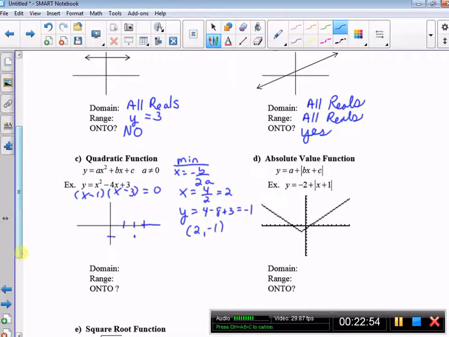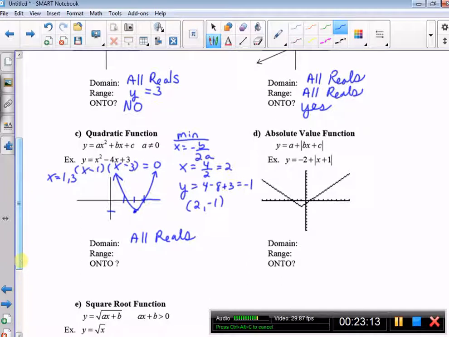So here's 2, negative 1. It goes through 3 and 1, which is why I found those zeros at 3 and 1. Okay, so the domain, there was nothing that I couldn't put in for x, so the domain is all reals.